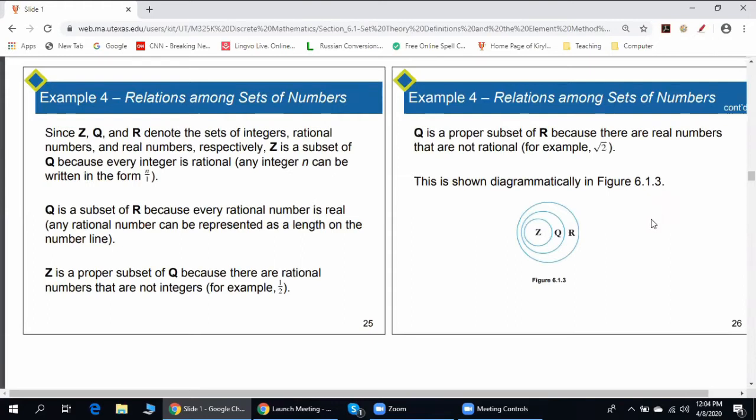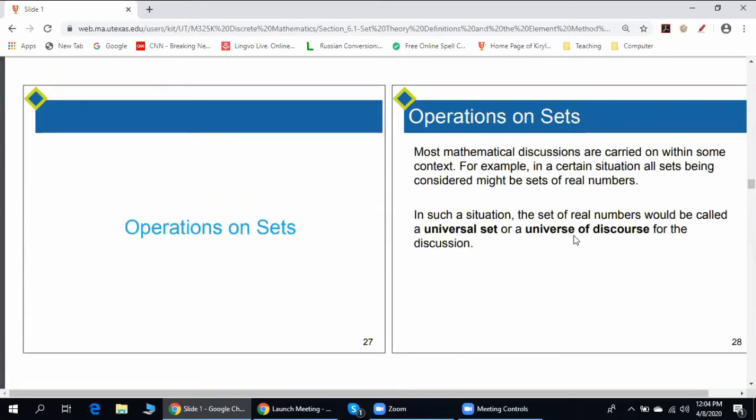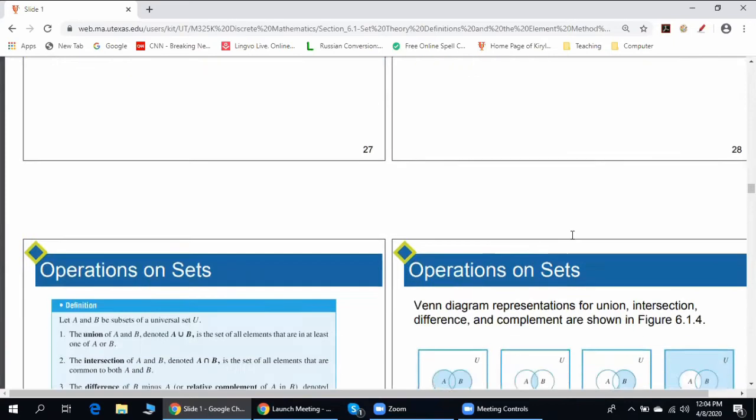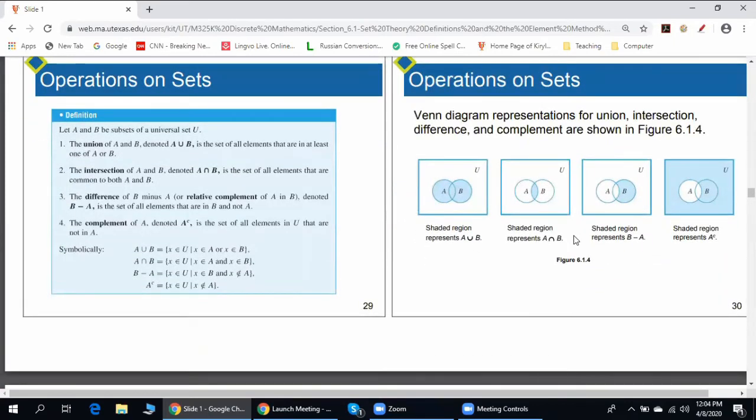Venn diagrams are convenient to use, for example, if we wish to show that Z, the set of all integers, is a subset of Q, and Q, the set of all rational numbers, is a subset of R. In the next portion of this section, we are talking about operations on sets. We start with the following operations: union, intersection, difference, and complement.